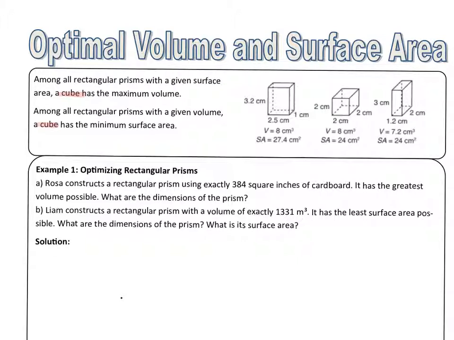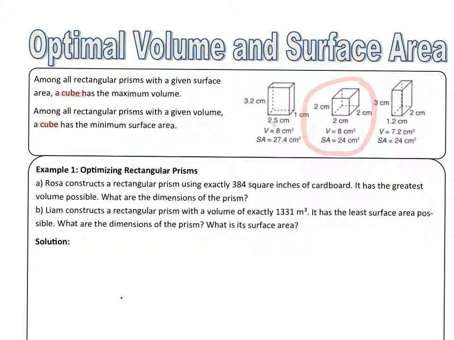And I've put some examples here. You can see this one's 3.2 by 2.5 by 1. And its volume is 8, but its surface area is 27.4. But with the cube, it has a surface area of 24. And even this is a different example with a surface area of 24, but notice that the volume is much smaller. So it is this one, this cube, that has the smallest surface area and the biggest volume.